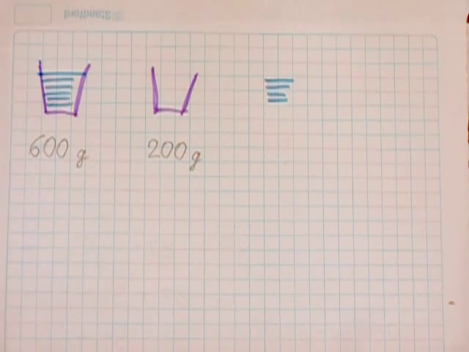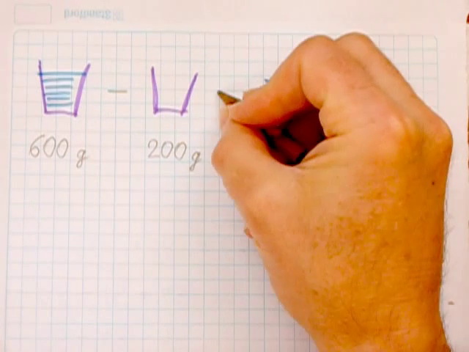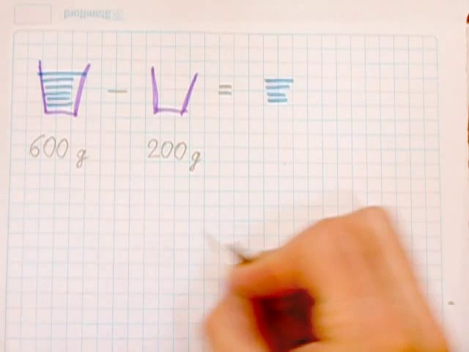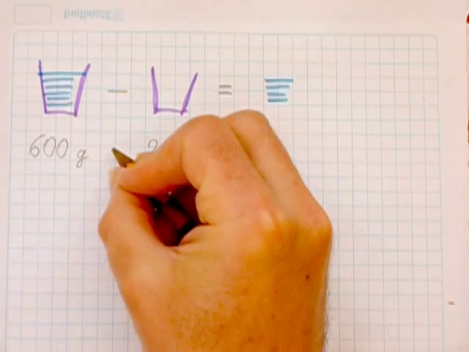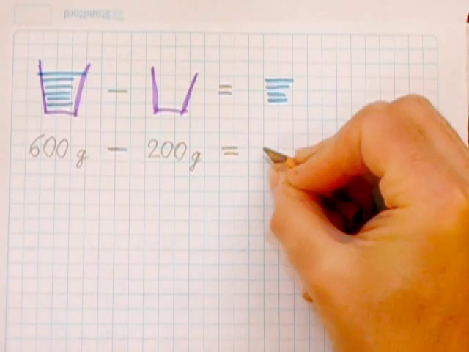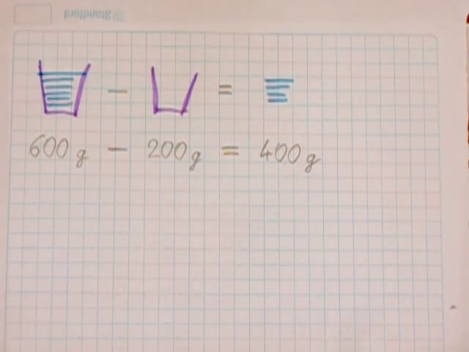With this drawing, it should be fairly clear. From the whole, we take away one part, and the other part remains. In practice, we cannot do this here, because the water alone would spill onto the floor, but we can do it mathematically. So we know that the water weighs 400 grams.